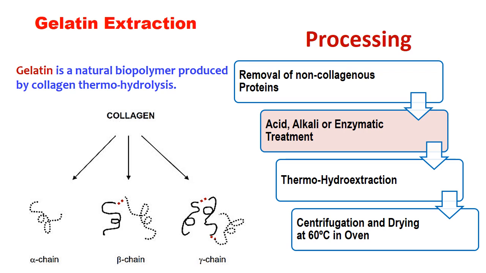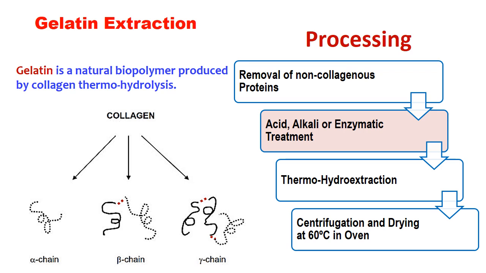I have discussed details in the lecture on utilization of bones to make gelatin long before, and recently I have made a detailed lecture about the preparation of gelatin. So here briefly, collagen is converted to gelatin by thermohydrolysis. Normally collagen has three different chains, the alpha, beta and gamma chain. The process is first to remove the non-collagenous protein, because collagen alone can be converted to gelatin by this process. The non-collagenous protein should be removed first, then it is treated with acid, alkali or sometimes enzymes, and then it undergoes a thermohydro extraction.